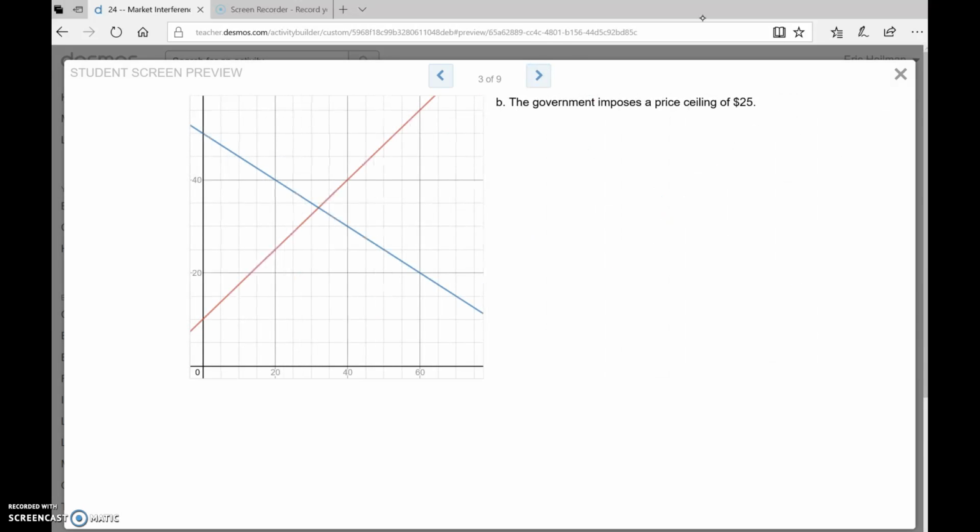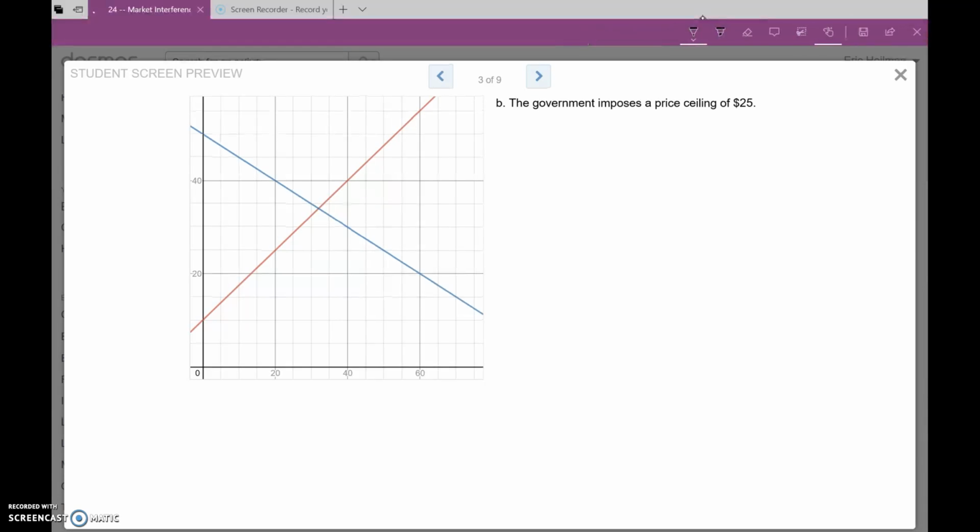All right, so part B says the government imposes a price ceiling of $25. So here's $25. Make a better line this time. Okay, so this actually is binding because, as we said before, the market price that wants to exist is $33. And the government comes in and says, no way, you're not allowed to charge that much. The maximum that you can charge is $25 for this good.